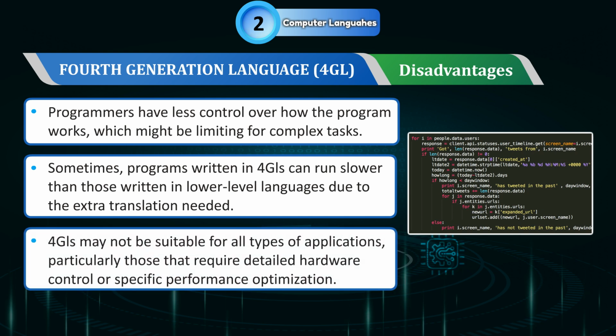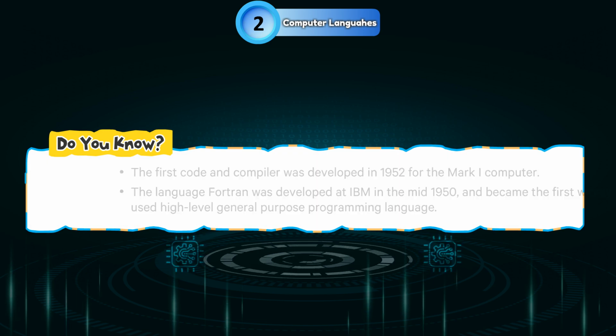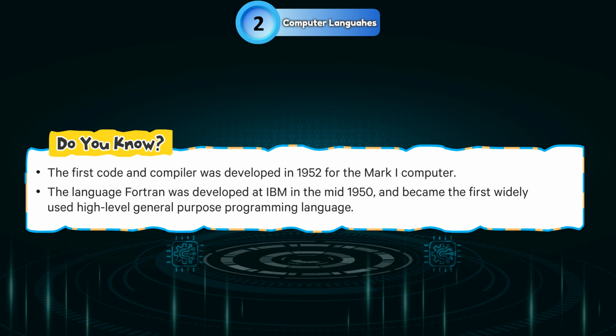4GLs may not be suitable for all types of applications, particularly those that require detailed hardware control or specific performance optimization. Do you know? The first code and compiler was developed in 1952 for the Mark I computer. The language Fortran was developed at IBM in the mid-1950s and became the first widely used high-level general-purpose programming language.